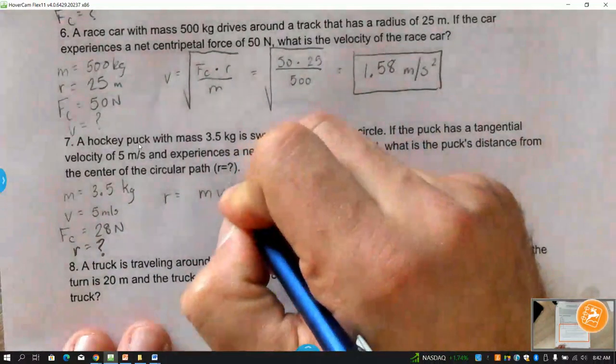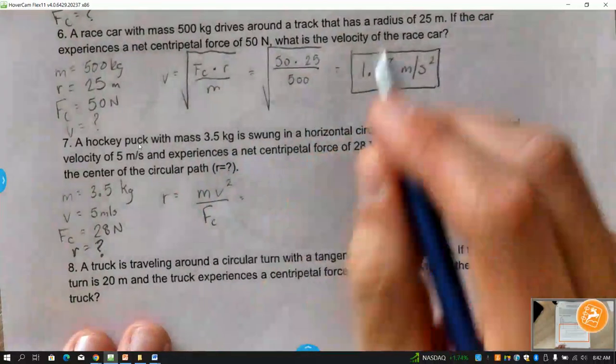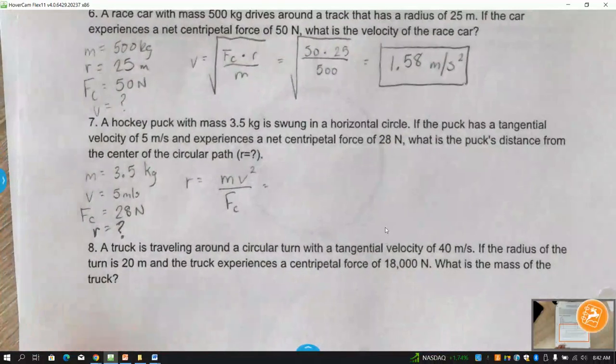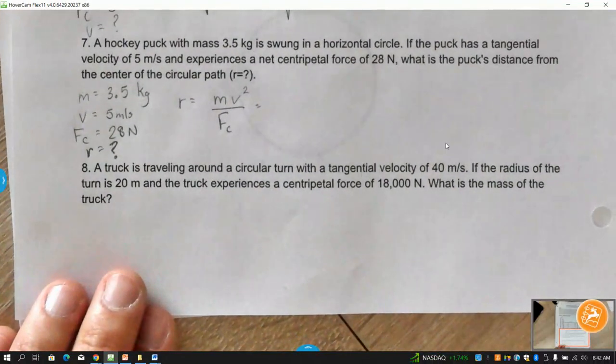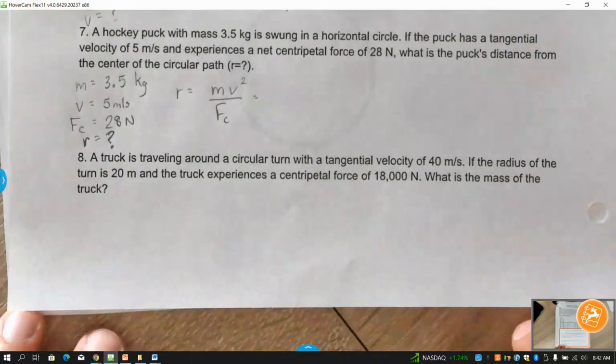Okay. Anyway, moving on. mv squared over centripetal force. You guys will be able to finish that one out because you already have all your values here. Let's take a look at the last one here. A truck is traveling around a circular turn with a tangential velocity of 40 meters per second. If the radius of the turn is 20 meters and the truck experiences a centripetal force of 18,000 newtons, what is the mass of the truck?